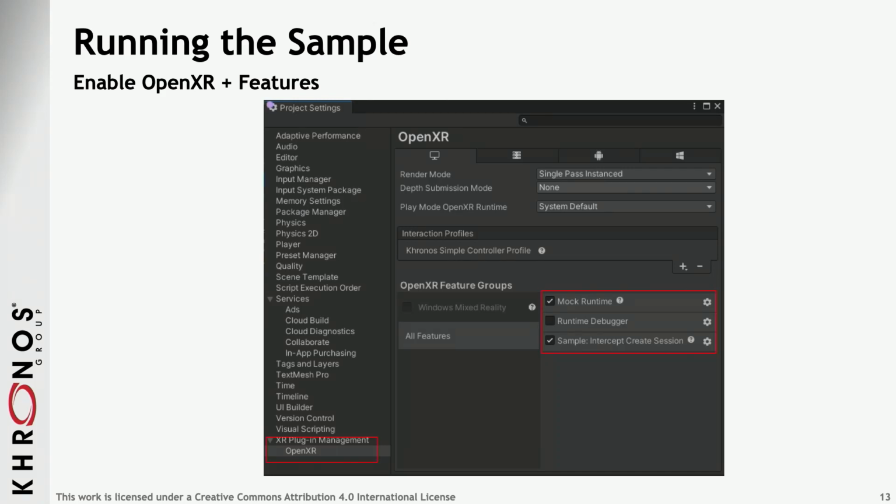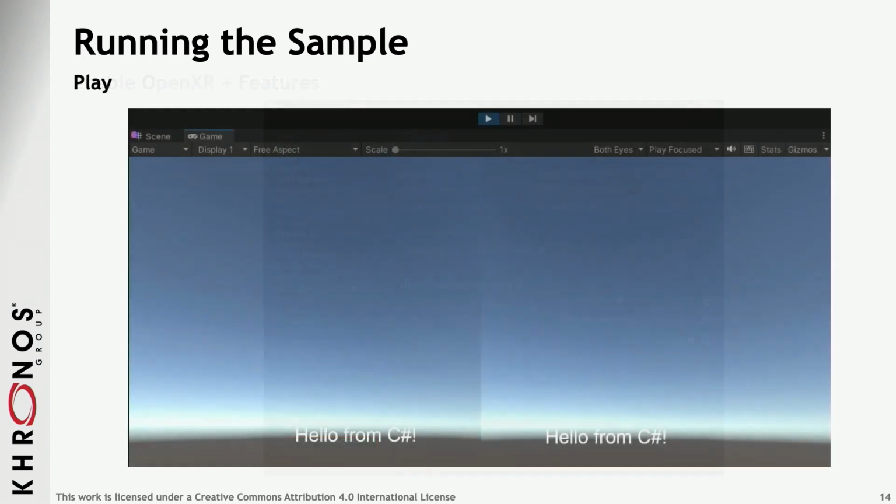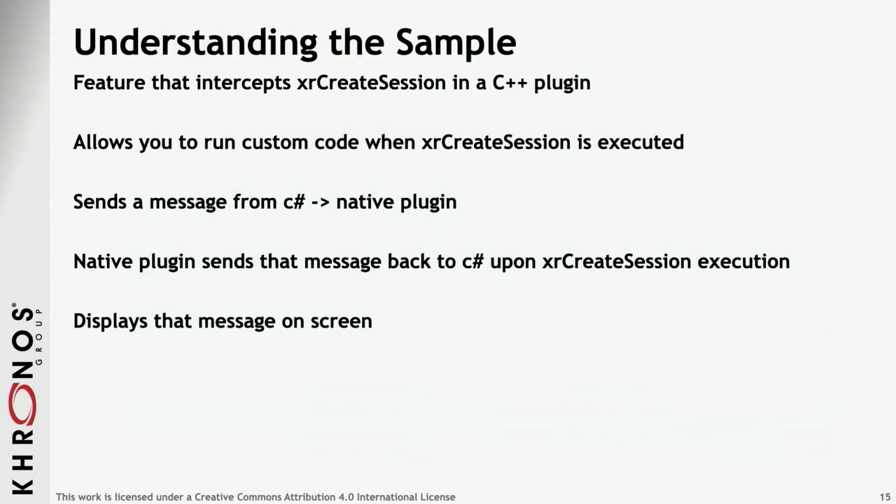So this could be used to implement extensions or to do anything, like in this case, we're going to change the FOV of the view. So we're going to enable that intercept create session. We're going to run it, and we get this view, hello from C#. So what actually happened here?